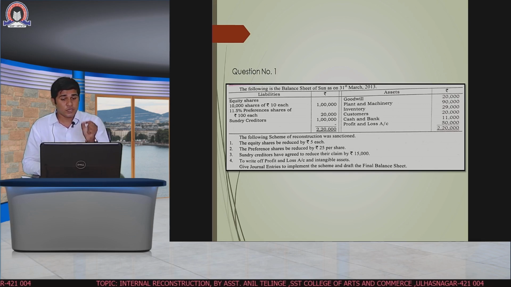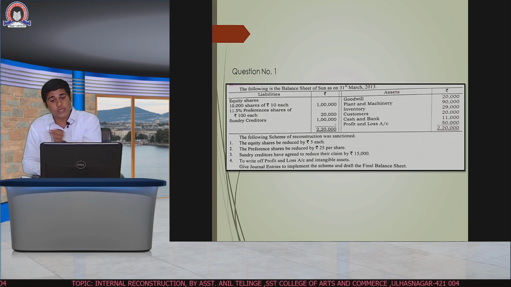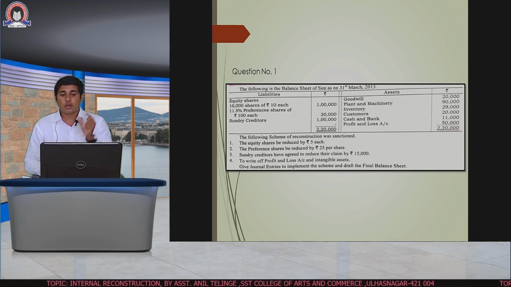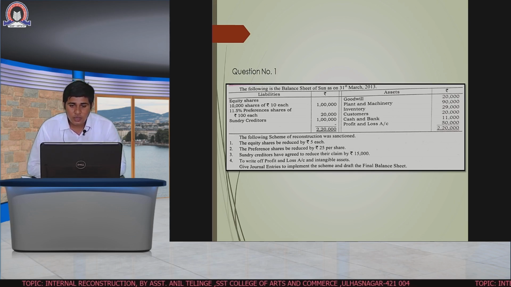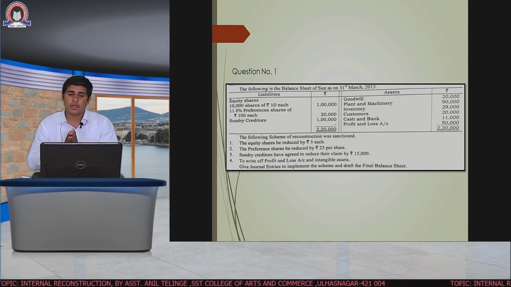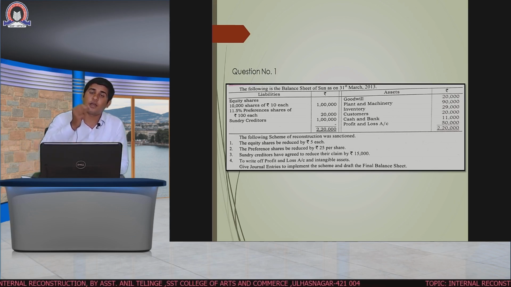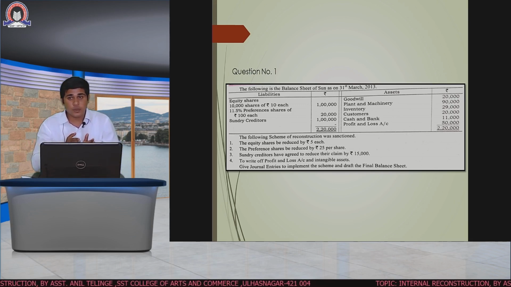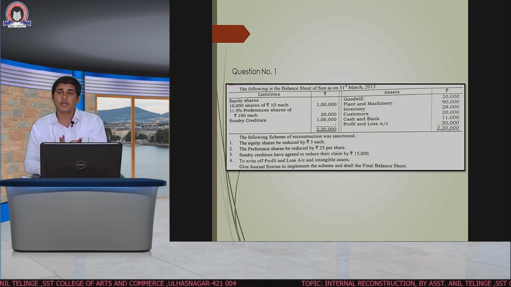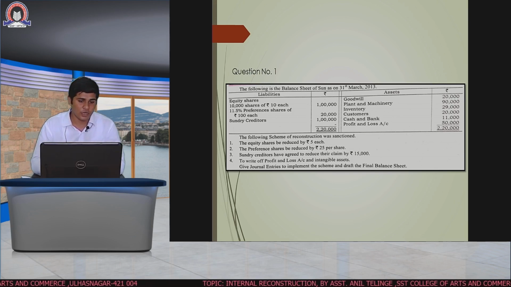Second, preference shares reduced by ₹20 per share. So our preference share is 100 each. Now it has to be made 25, and I can show the entry also. 11.5% preference share 20,000. Now it becomes lower, to 25 per share. Reduced means it has to be reduced to 25 rupees. So now preference shares account debit 20,000 to new preference shares 15,000 to capital reduction.